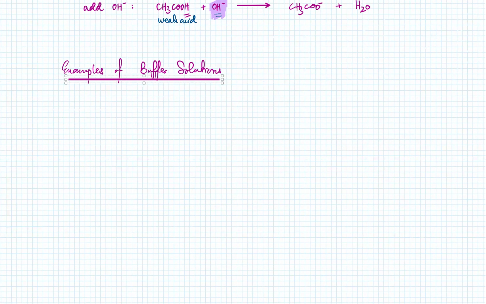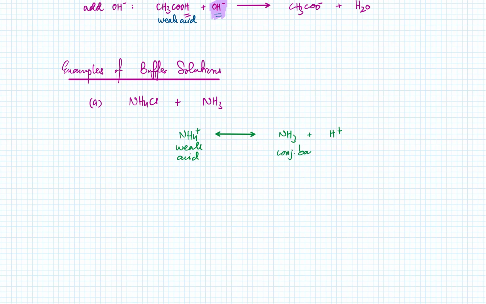So for example, I mix ammonium chloride and ammonia together. Is that a buffer? Yes, it is a buffer because the NH4 plus can act as the weak acid. It can release an H plus. So I've got a weak acid and I've got its corresponding conjugate base as well. So a mixture of ammonia and ammonium chloride will basically behave as a buffer.